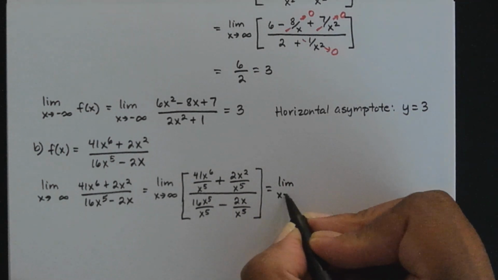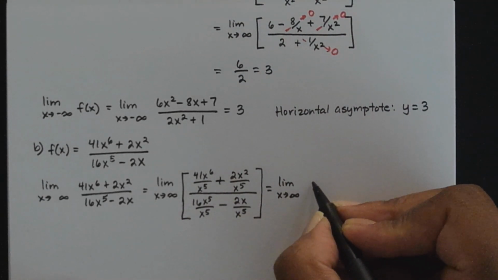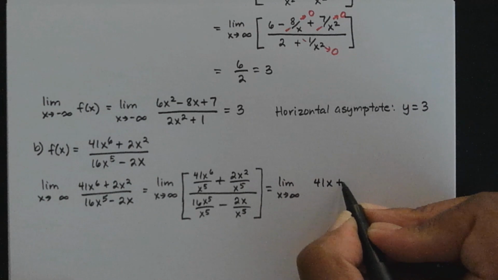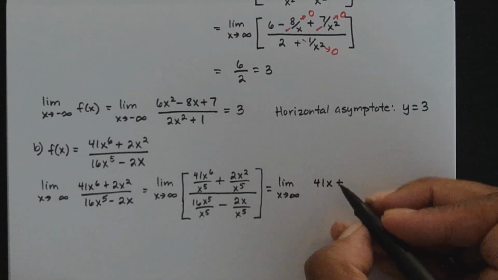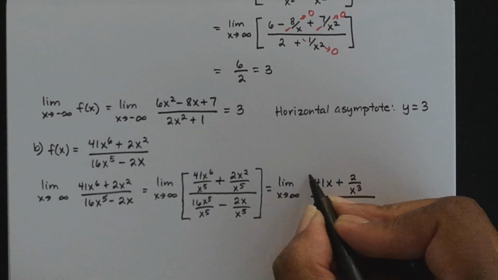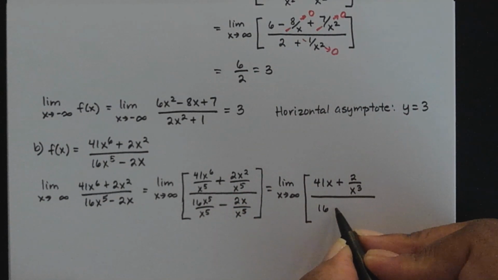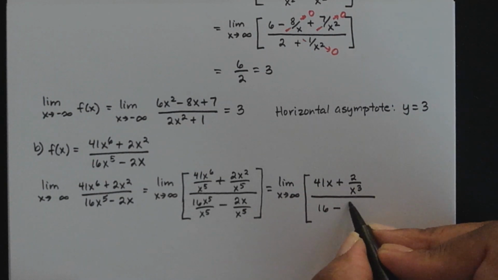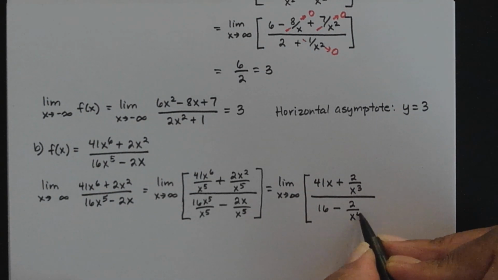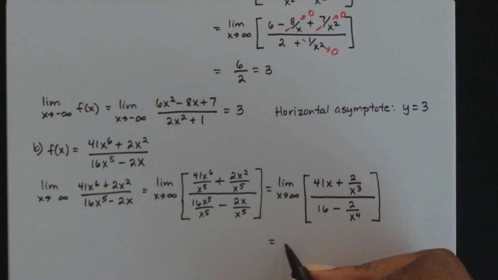So if I take the limit as x approaches infinity of 41x to the 6th divided by x to the 5th, I'll be left with 41x plus 2, since some of the x's will divide out. I'll have a 2 in the numerator, and I'll be left with an x cubed in the denominator. 16x to the 5th divided by x to the 5th would leave me with 16 minus 2, since 1 of the x's will divide out, and I'll be left with an x to the 4th in the denominator.